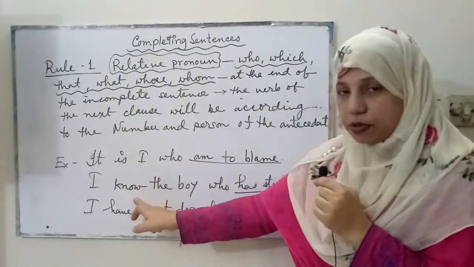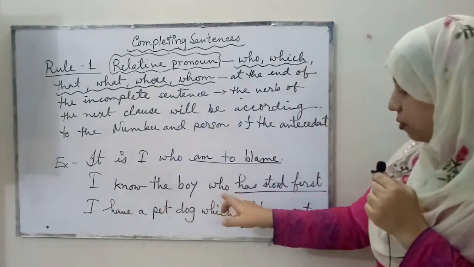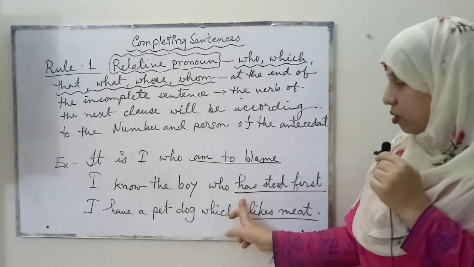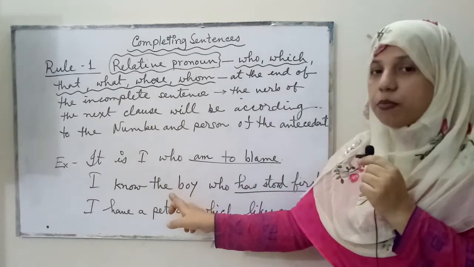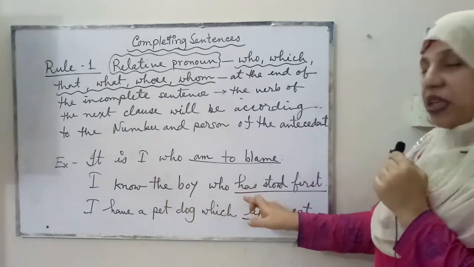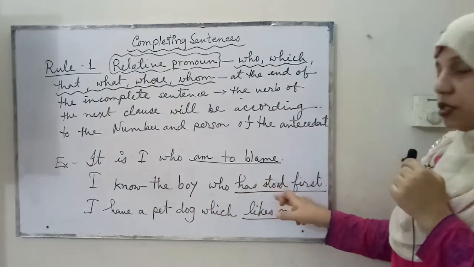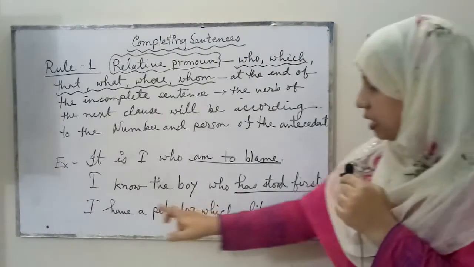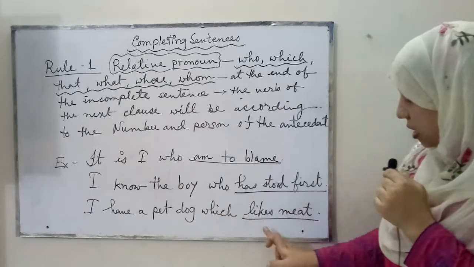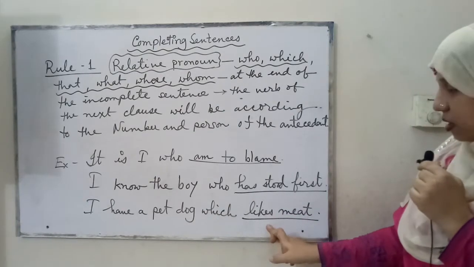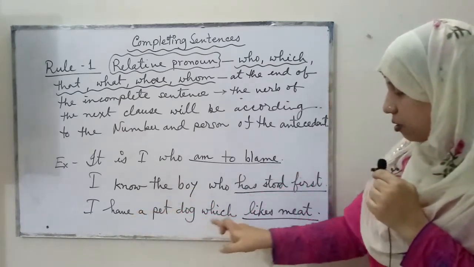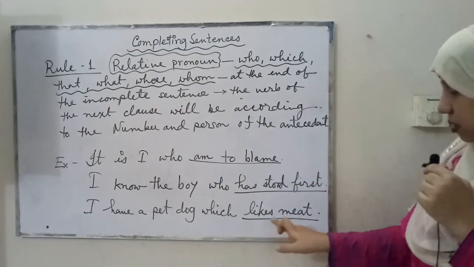In the second example, you see, I know the boy who. Here we cannot use have, because the antecedent here is the boy, third person singular number. So you have to use has. Who has stood first? In the third sentence, I have a pet dog which. Here again, the verb will be according to the antecedent. I have a pet dog which likes meat.